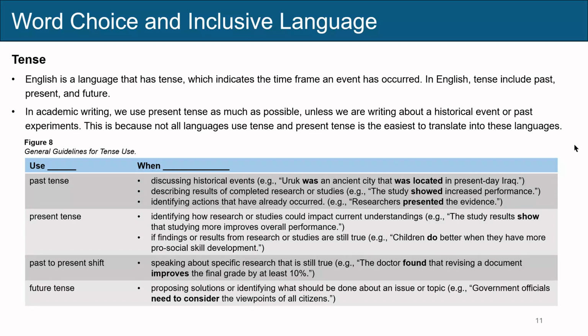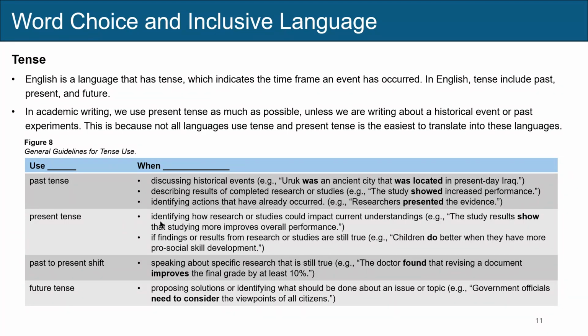In academic writing, we use present tense as much as possible, unless we're speaking about historical events or past experiences. Again, this is to help with that idea of being able to read this in any language if we need to publish it or to share that knowledge. So past tense we use when we're describing historical events, when we're describing the results of completed research studies, or identifying things that have already occurred.